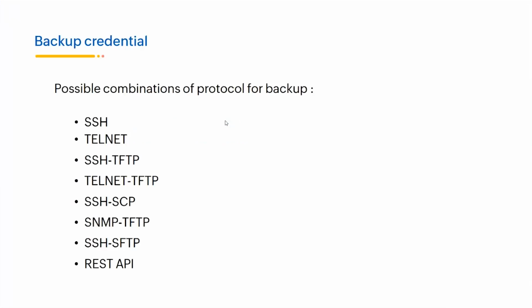Next, we'll be taking a look at the credentials. These are some of the possible combinations for the protocol for backup operation in Network Configuration Manager. This includes SSH, Telnet, SSH, TFTP, Telnet TFTP, SSH SCP, SNMP TFTP, SSH SFTP, and REST API. Let's go through some examples of configuration backup using different protocols.